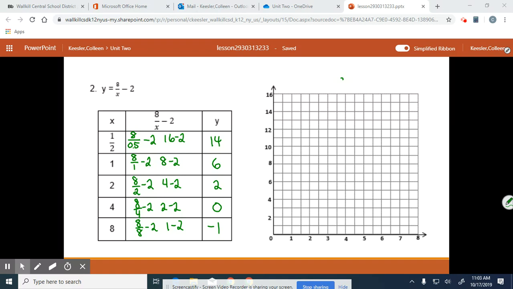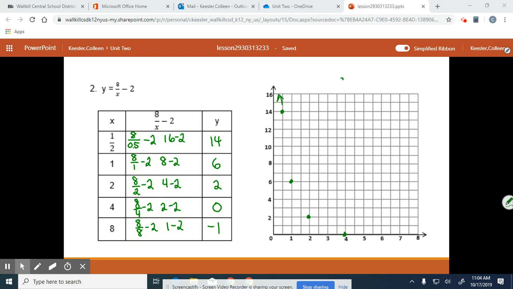1/2 is going to be between 0 and 1, so we're at 1/2 all the way up to 14. Then 1, 6, right 1, up 6. Then 2, 2, right 2, up 2. Then 4, 0, right 4, stay at 0. Now, I can't plot that 8, negative 1 because I don't have the space there on my coordinate plane, but if I were, it would go down below the x-axis.